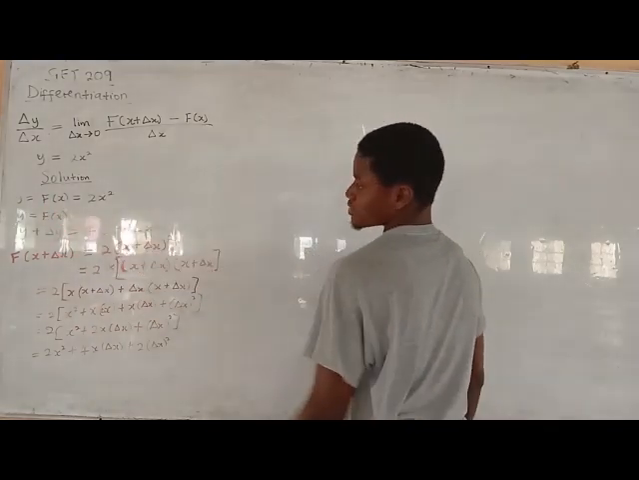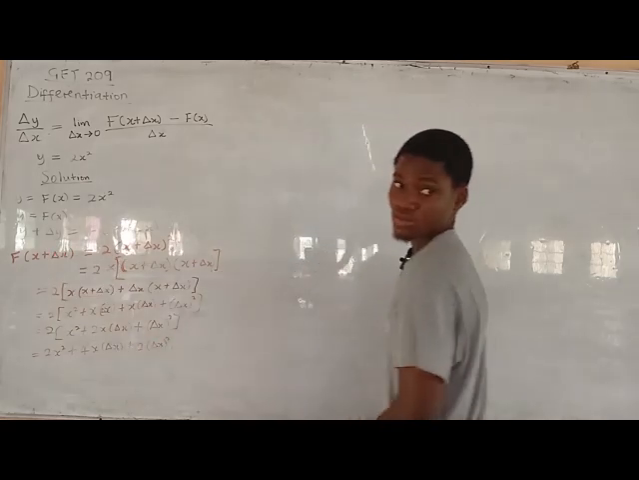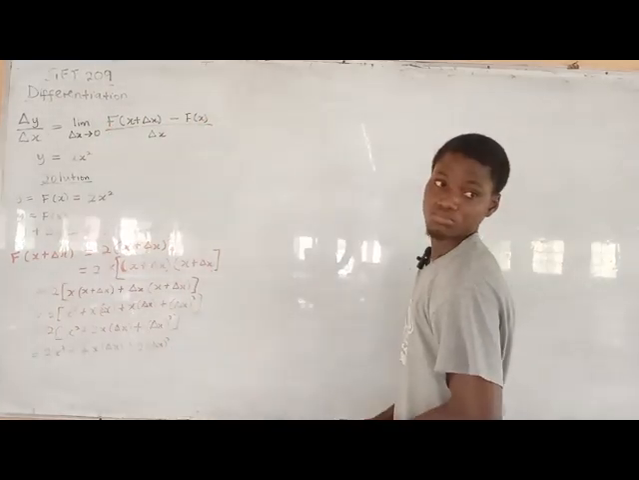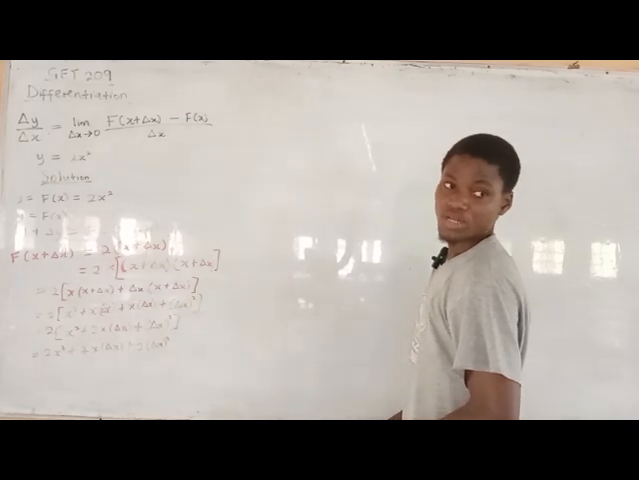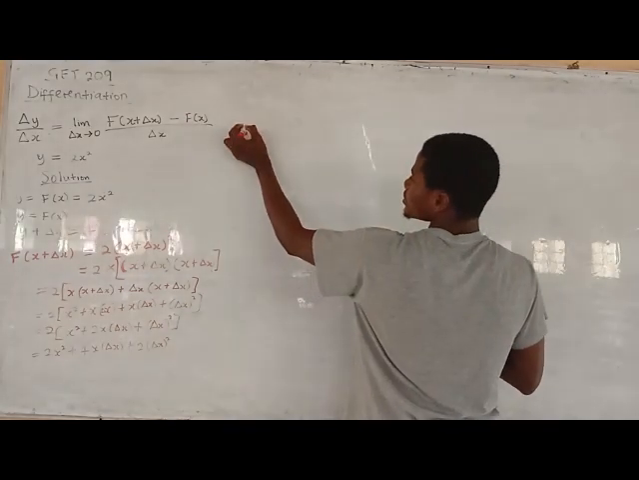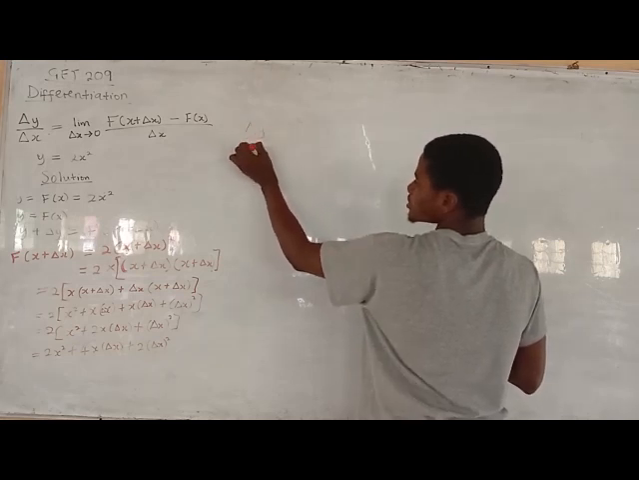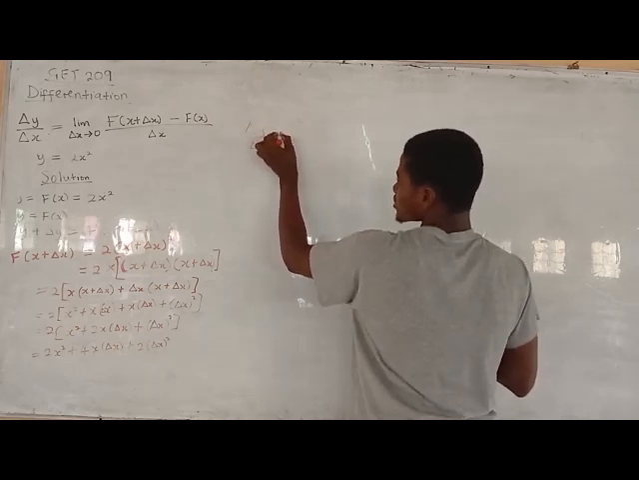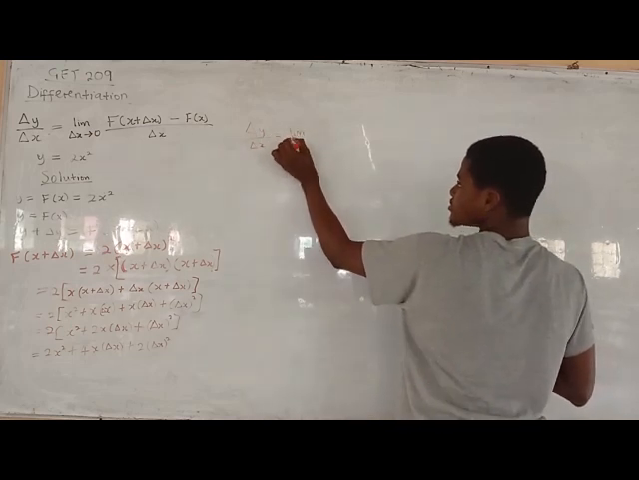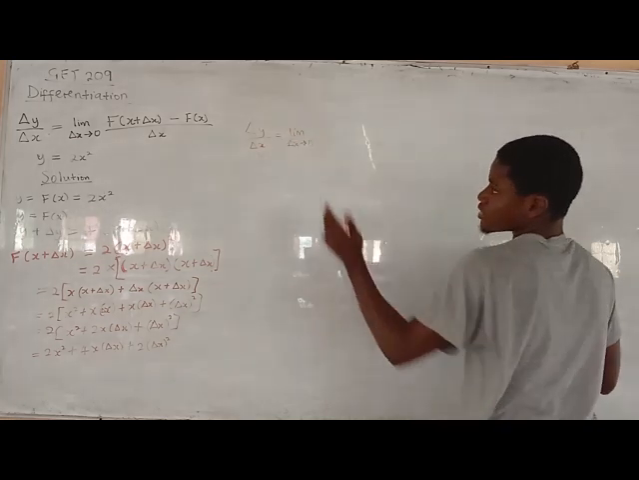And you have this. You know that this equals this, right? And this equals this. It means you have this on top. Don't forget, that's the formula. So you now see that change in y over change in x equals what? Lim. That's limit of change in x approaching 0.